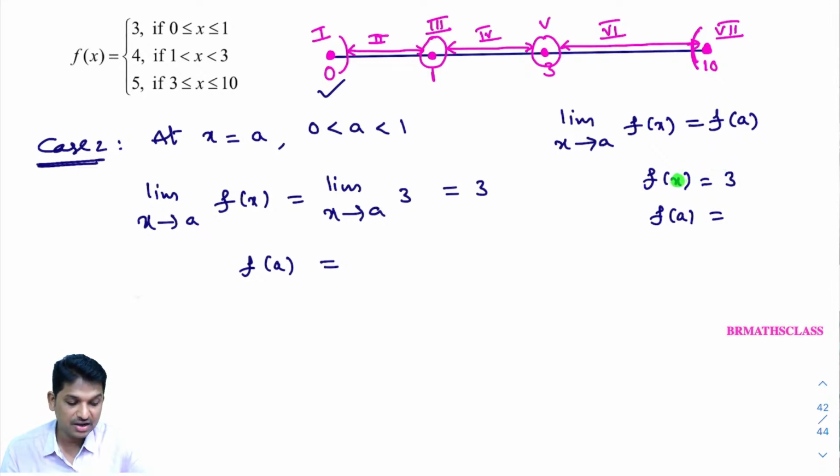What is f of 100? f of 100 is 3. What is f of 1000? f of 1000 is 3. What is f of a? f of a is 3. So here f of a is 3.